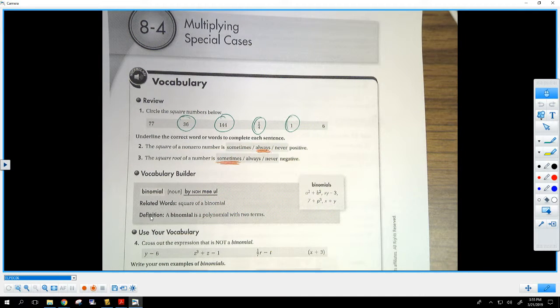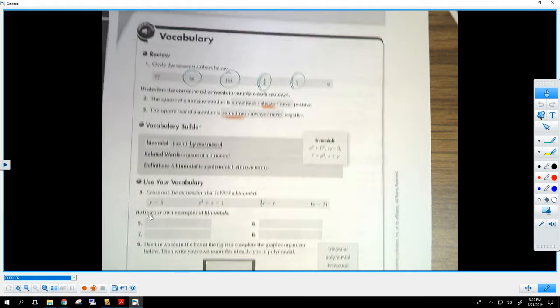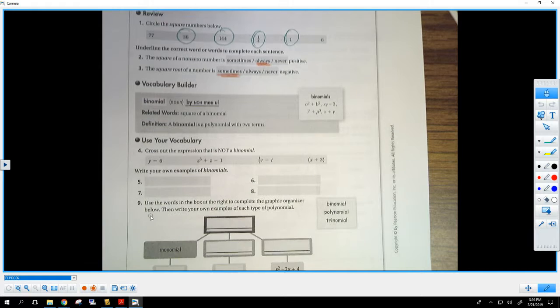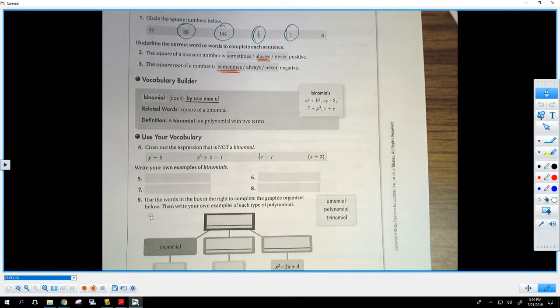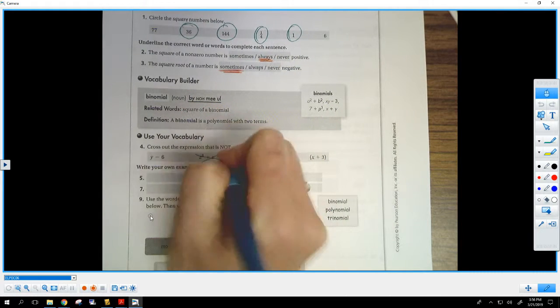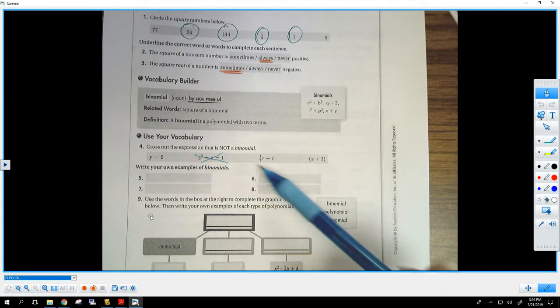All right, so our vocab word, binomial, square of a binomial. A binomial is a polynomial with 2 terms, okay? Bi means 2. We've been talking about binomials for over a week, so that really should have just been a quick review of that vocab word. Cross out the expression that is not a binomial. Which one has 2 terms? Well, clearly this one has 2 terms. This one has 1, 2, 3 terms, so hence not a binomial. This one has 2 terms and again 2 terms.